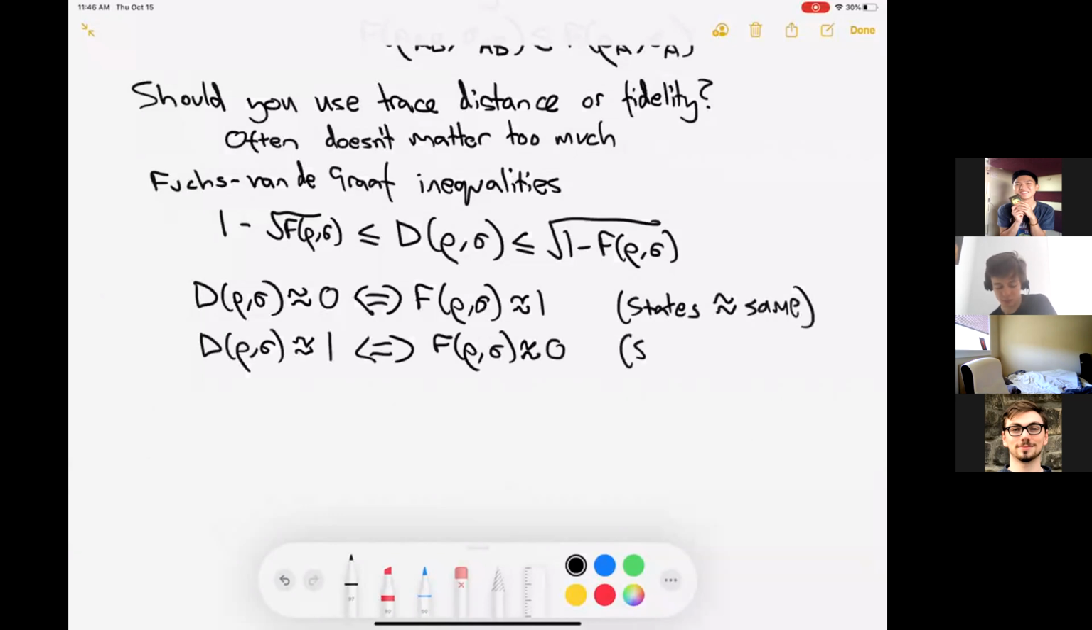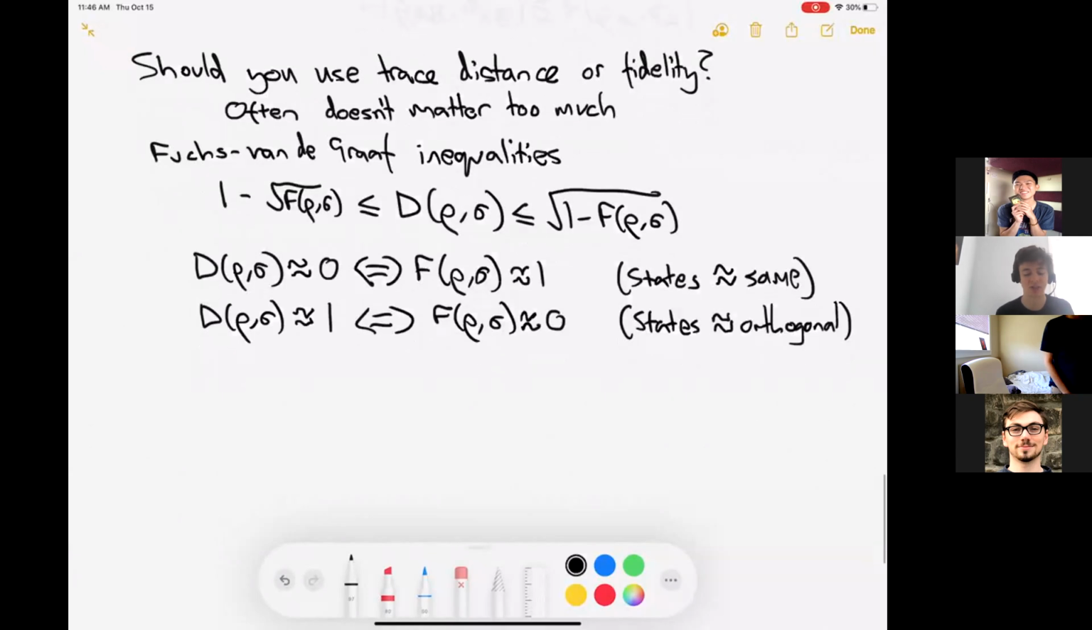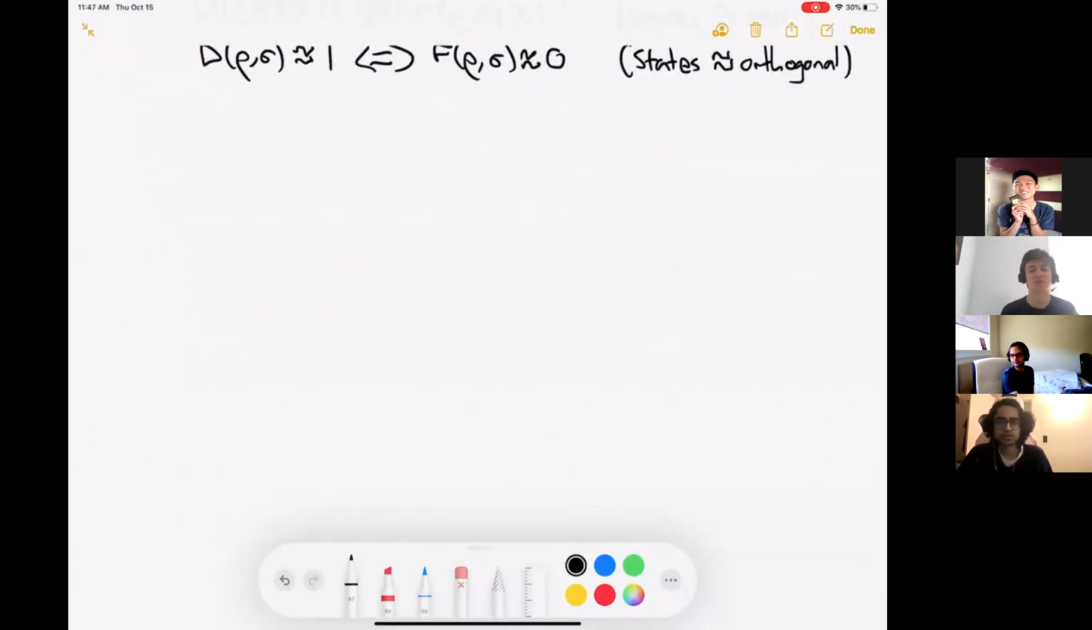Okay. So if you don't care too much about the exact details of how close they are to 1 and 0, and you just care that they're very close in some limit, then it doesn't really matter if you use trace distance or fidelity. Okay, so that's all I'm going to say about those two things. And I'm going to move on to, I think, the more interesting and important part of today's lecture, which is going to be on quantum channels.